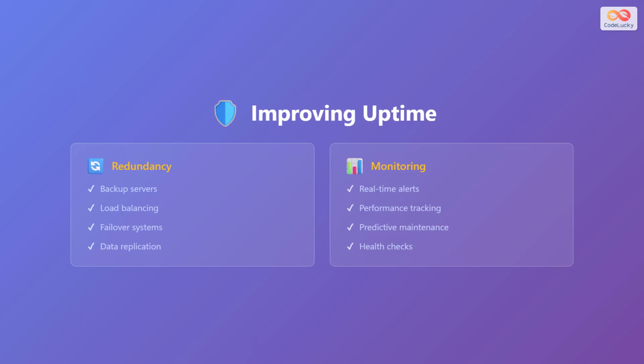The second strategy is monitoring. Real-time alerts notify administrators immediately when problems arise. Performance tracking identifies potential issues before they cause outages. Predictive maintenance uses data to prevent failures before they happen, and health checks continuously verify that systems are functioning correctly.